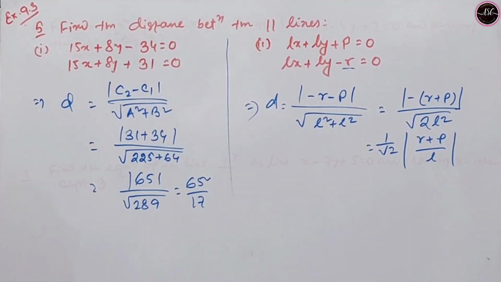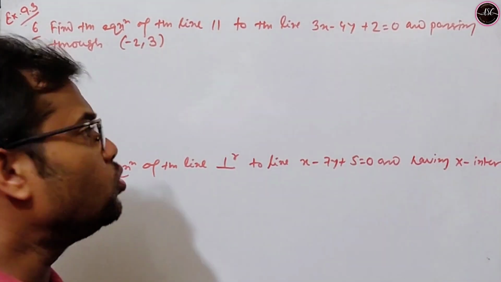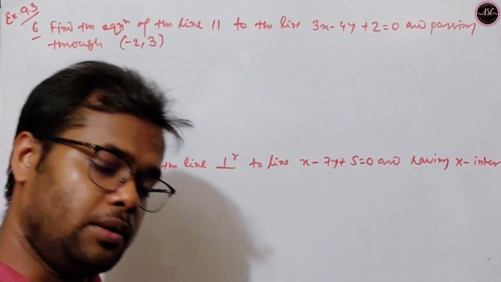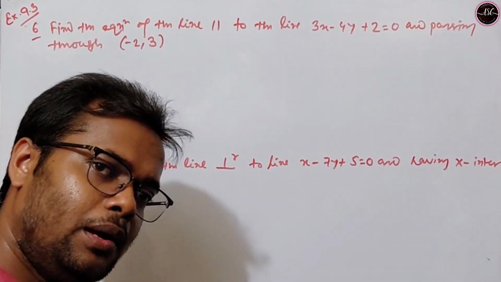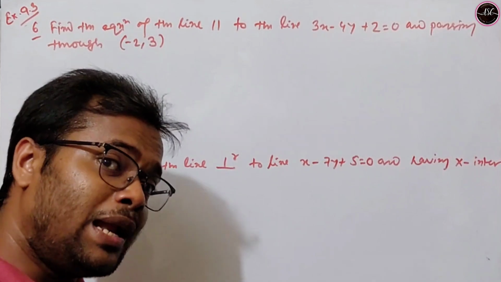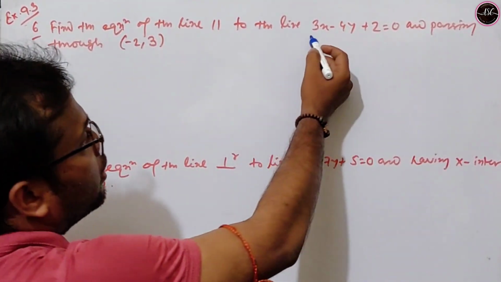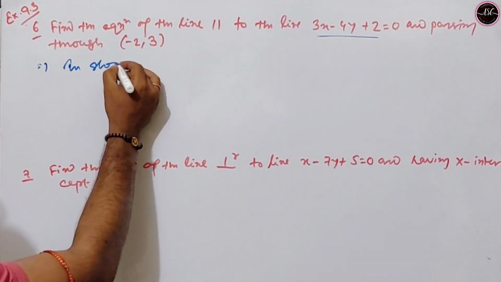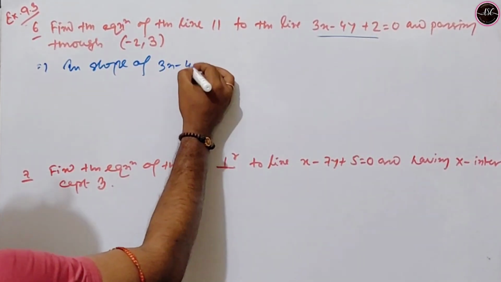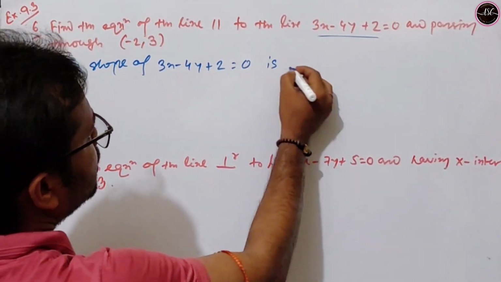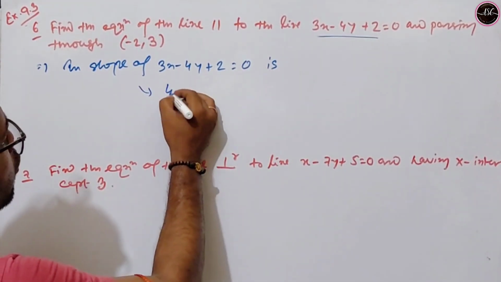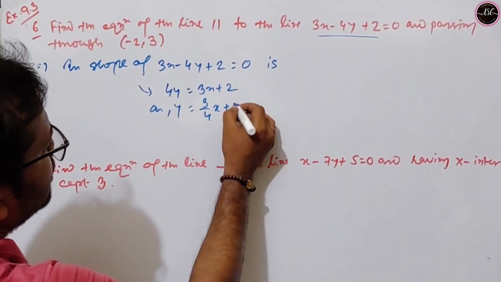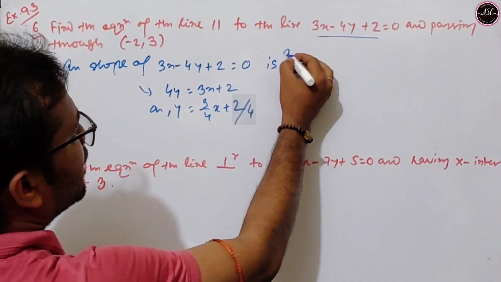Okay, then look at this question. Find the equation of the line parallel to the line 3x minus 4y plus 2 equal to 0 and passing through minus 2 comma 3. So for a line parallel to another line, the slope of the line is equal to that line's slope. First we will find the slope of this line. The slope of 3x minus 4y plus 2 equal to 0: this can be written as 4y equal to 3x plus 2, or y equal to 3 by 4 x plus 2 by 4. So here the slope is 3 by 4.